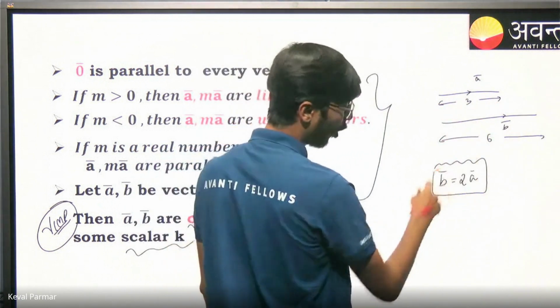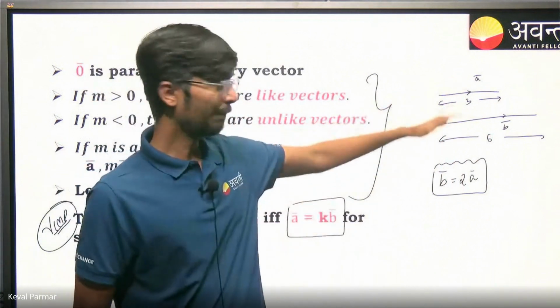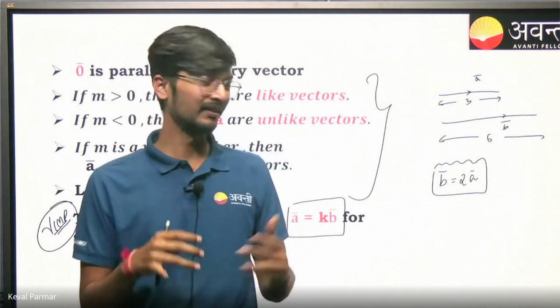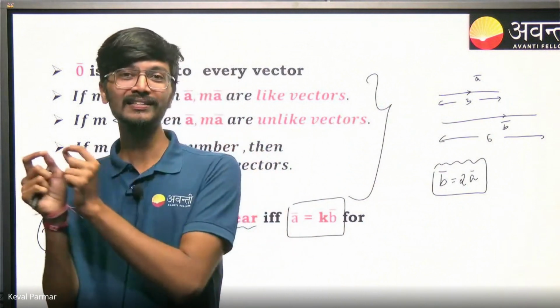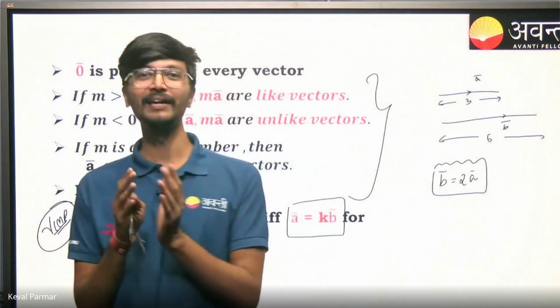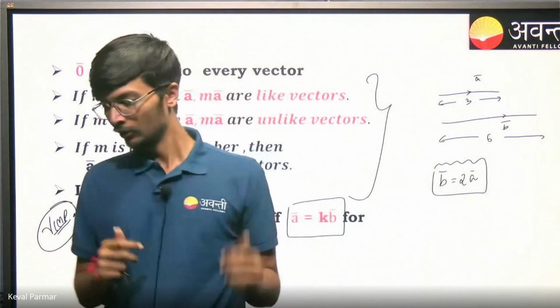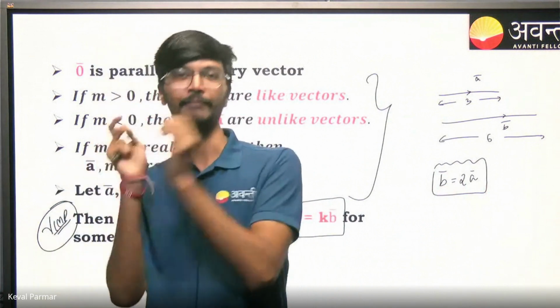So I can always write two parallel or collinear vectors by introducing a scalar. So I can always get a relation between two parallel or collinear vectors by introducing a scalar. So this gives us an algebraic way.